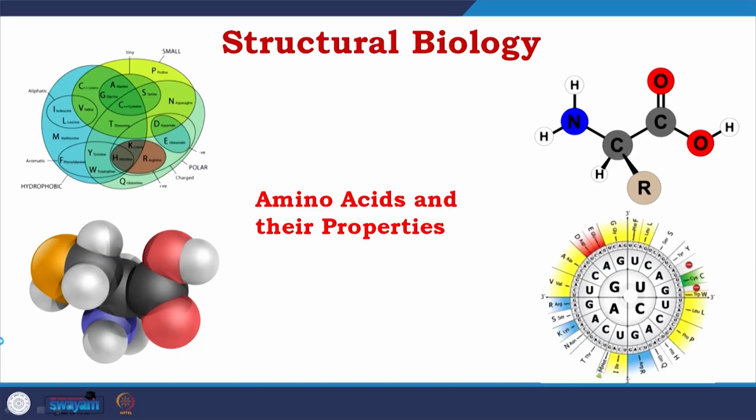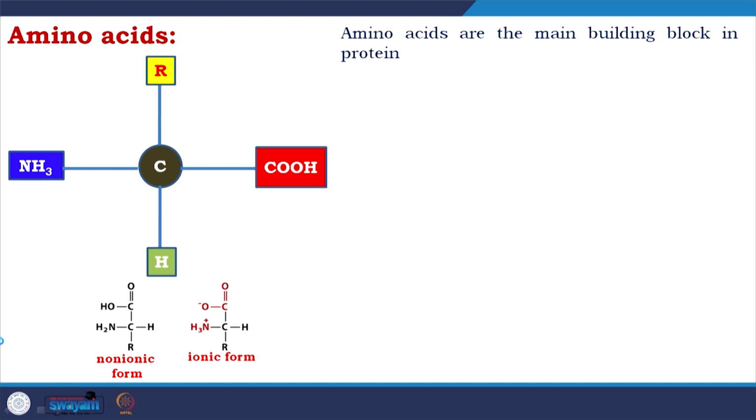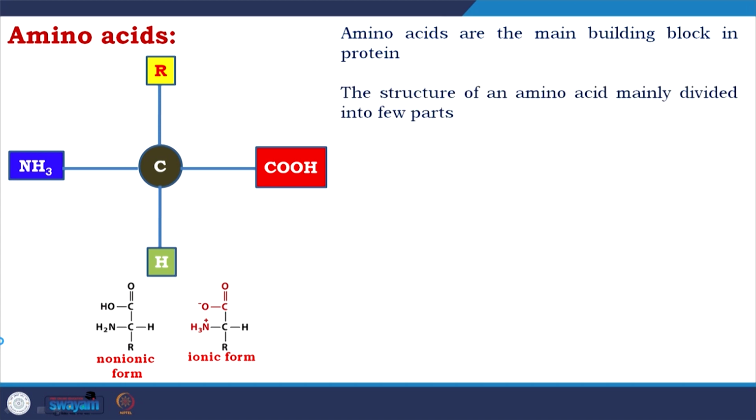Today we are starting a new module. This is on protein, and in the first class we will discuss amino acids and their properties. Amino acids, as the name suggests, have one amino group, an acid group, a hydrogen and an R group. They are the main building block in the protein, as we have discussed earlier.